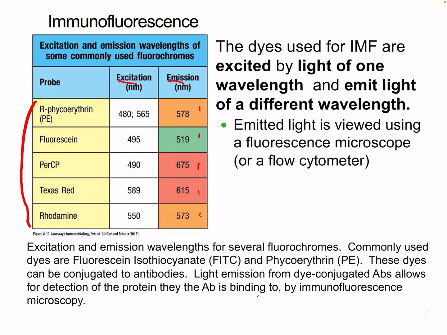The dyes used for IMF are excited by light of one wavelength and emit light of a different wavelength. The emitted light is viewed using a fluorescent microscope or flow cytometer. The excitation and emission wavelengths for several fluorochromes are seen up here. Commonly used dyes are fluorescein isothiocyanate, or FITC, and phycoerythrin, or PE. These dyes can be conjugated to antibodies. Light emission from dye conjugated antibodies allows for detection of the protein the antibody is binding to by immunofluorescent microscopy.